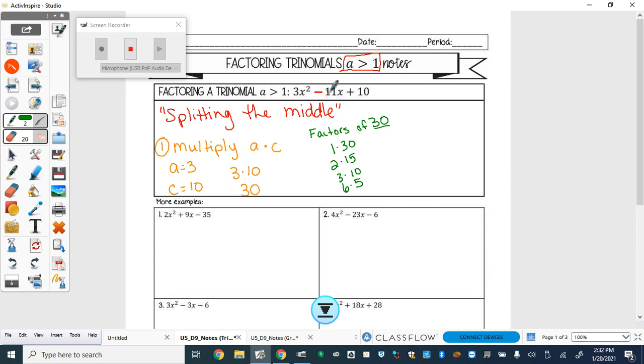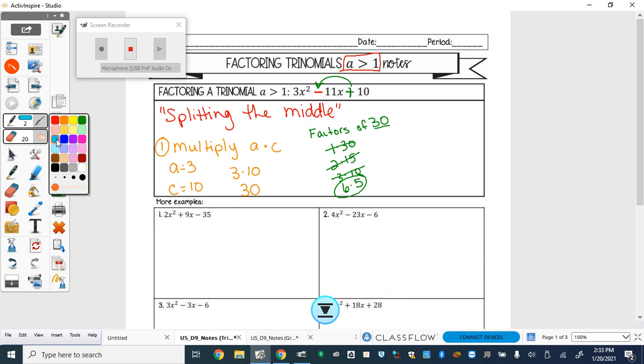So again, same rules still apply. This is a plus, so that means your signs have to be the same. They're either both plus, both minus. Looking here, this is showing us that they're both going to be a subtraction sign, so they have to both be negatives. So negative 1 minus negative 30, that's not going to give me an 11. Negative 2 minus 15 would give me a negative 17. This would give me a negative 13. So we're going to use 6 and 5.